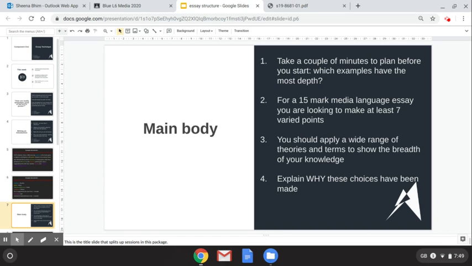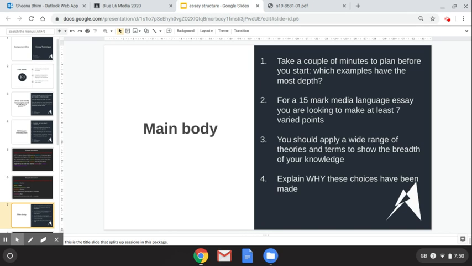Okay, so moving on to the main body of the essay now. If you take a couple of minutes to plan before you start the whole essay, you're then going to be looking at which examples have the most depth, and your essay should also have a bit of structure, and you'll know from the examples that you've chosen what your introduction and your conclusion are going to be. So your conclusion should always match your introduction.